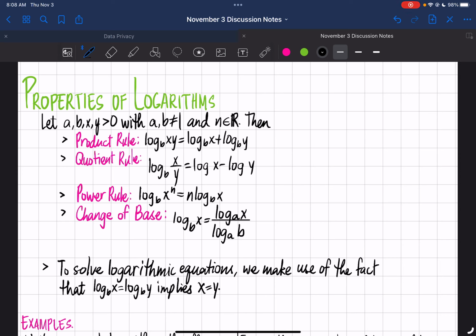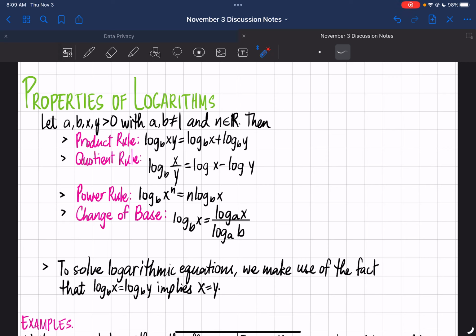So, yung discussion today would revolve sa properties of logarithms and how to use these properties to solve logarithmic equations. So, let's just recall the properties of logarithms. If you have now real numbers a, b, x, and y such that they are all greater than 0, pero yung a and b mo, hindi siya equal to 1, tapos meron ka raw n na real number, then you have these following properties.